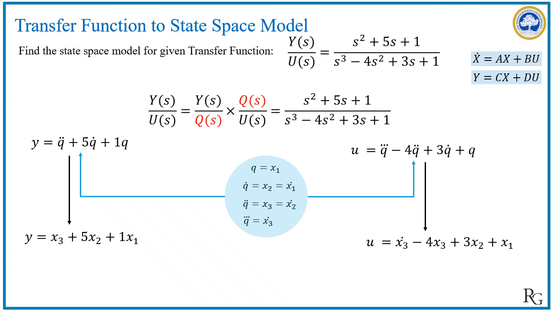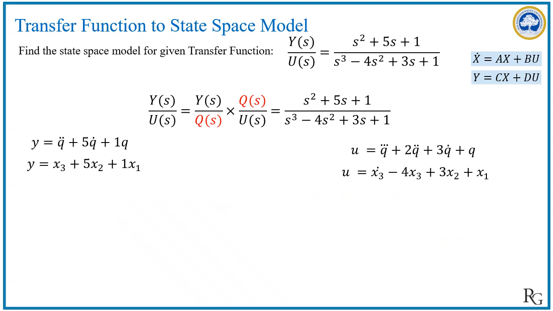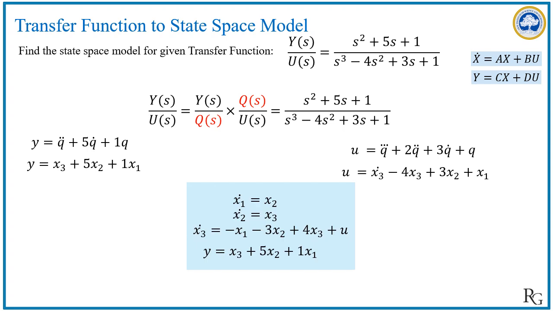And from the second equation, that is for the input, we will get input u is equal to x3 dot plus 4 times x3 plus 3 times x2 plus x1. Now, using these equations, we can estimate all the state variable differential equations. These last 2 equations we already found, and the first 2 equations, that is for x1 dot and x2 dot, we already assumed. So now we have all the 4 equations with us.